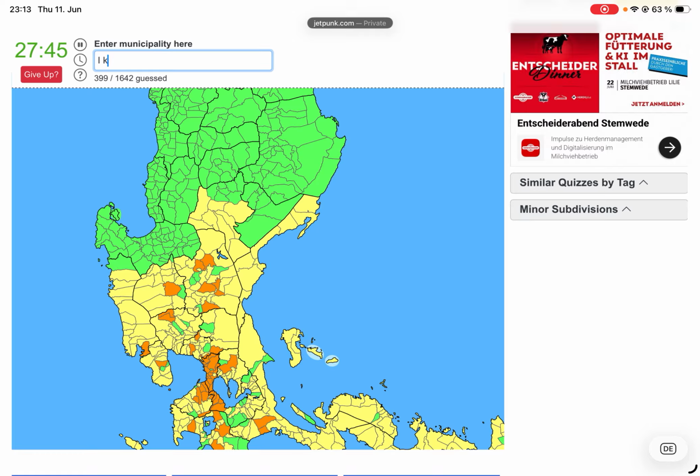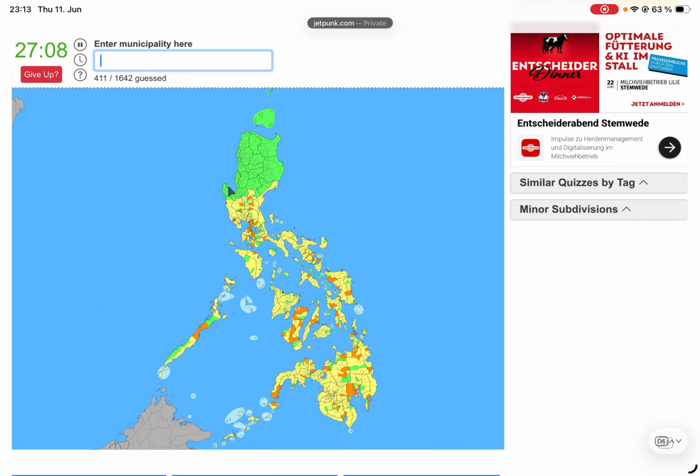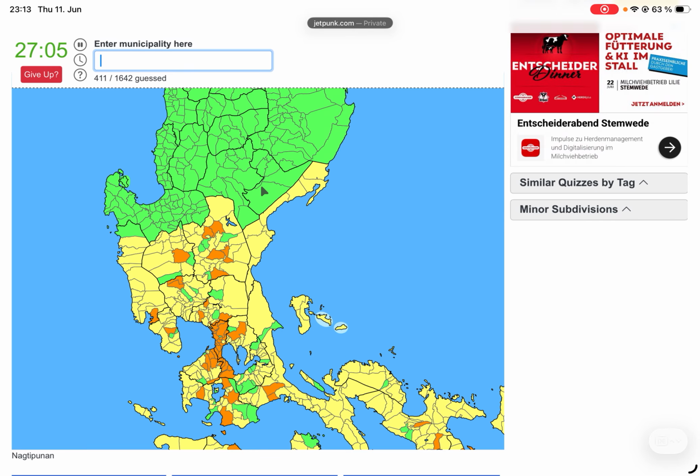Ambaguio, Kayapa, Kasibu, Dupax del Norte, we have Bambang, then this should be Santa Fe, Aritao, Dupax del Sur, and Alfonso Castañeda. All right, so yeah, we've got most of the north here. Then we'll continue with the region of Central Luzon.